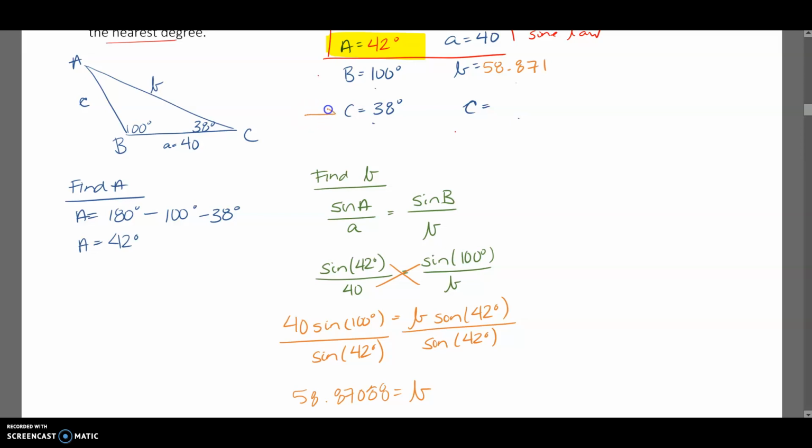We can do the same now for finding side C. I'm going to start with sine of angle A over side A again. I could have used the fraction sine of angle B over side B, now that I know side B, but again I'd have to use the unrounded value, and if I made a mistake finding side B, then the same mistake would be carried forward. So I'll use sine of A over side A equals sine of angle C over side C, and then start subbing in what I know.